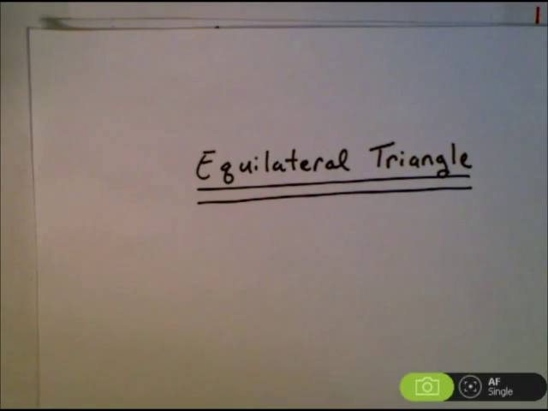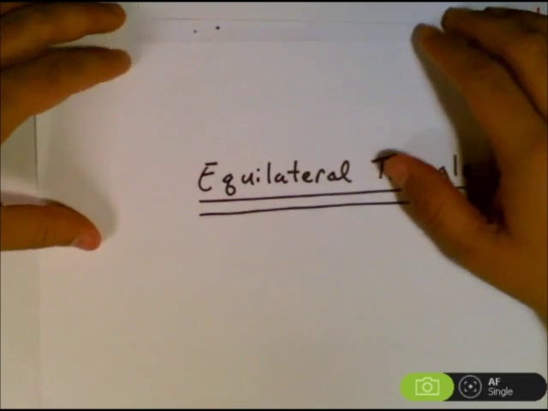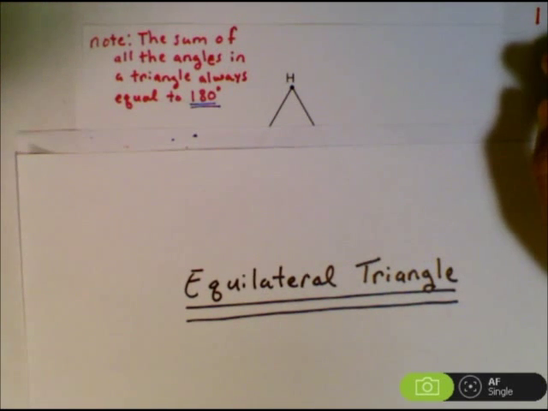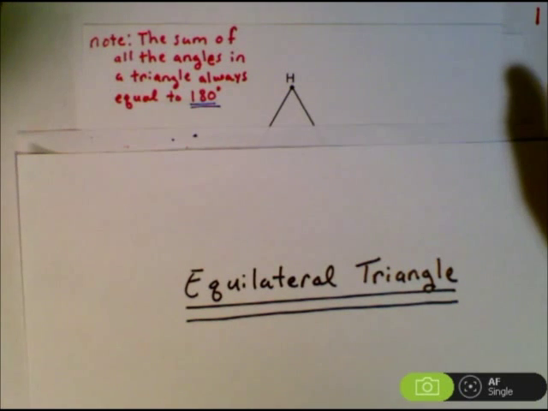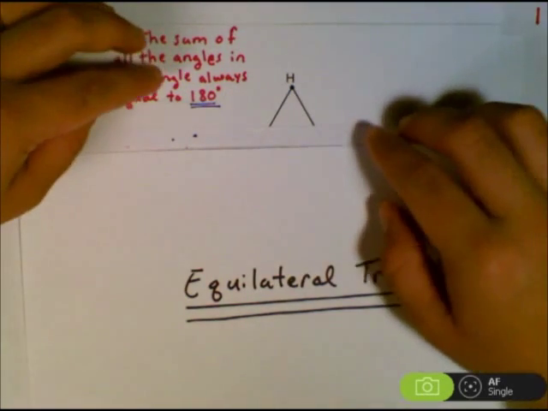Hi, in this video we're going to talk about equilateral triangles. Now, one quick note to make before we start talking about the whole equilateral triangle is that the sum of all the angles in a triangle will always equal 180 degrees. Now this rule applies for any type of triangle, not just the equilateral, but you'll hear me repeat this rule with the other videos regarding triangles.